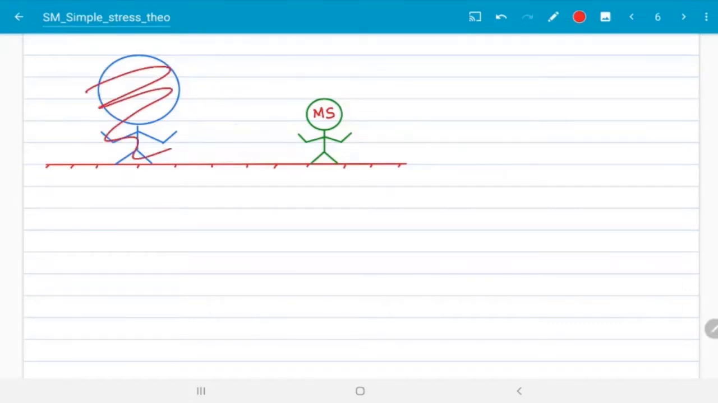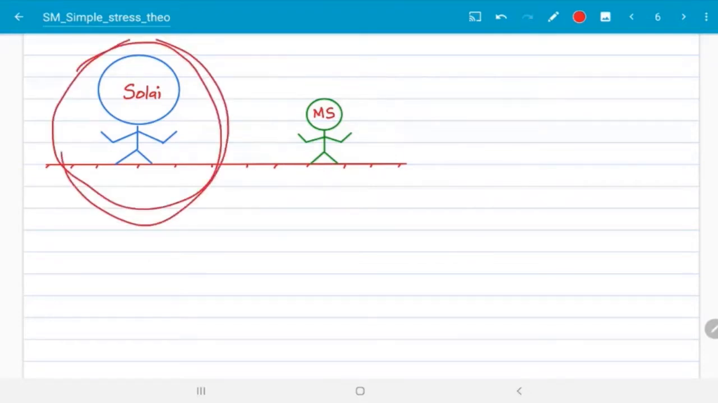Here I am standing. My name is Solai Murugan. My age is 45. So I'm the bigger person compared to the small boy. First, it means my capacity is very big. The boy's capacity is small. Just keep this in mind.